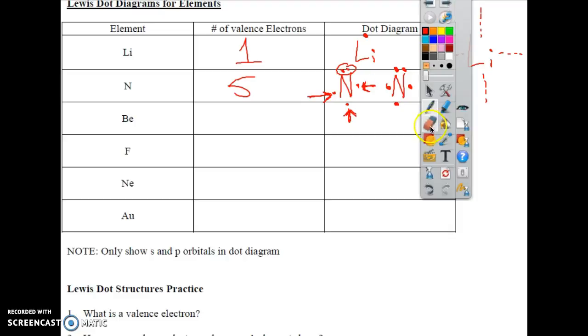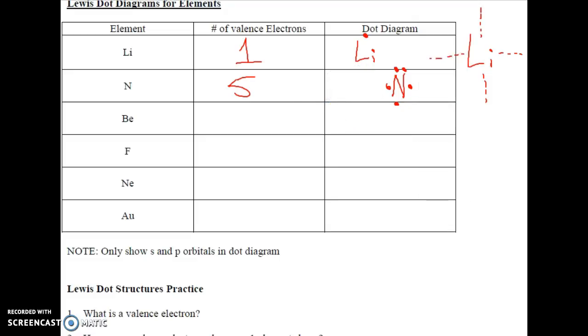Let me get that out of there. Beryllium is an alkaline earth metal. It has 2 valence electrons. So you write beryllium, and again start at the top and work your way clockwise. So beryllium has those 2 valence electrons that it tends to donate, which is why it ends up with a +2 oxidation number.